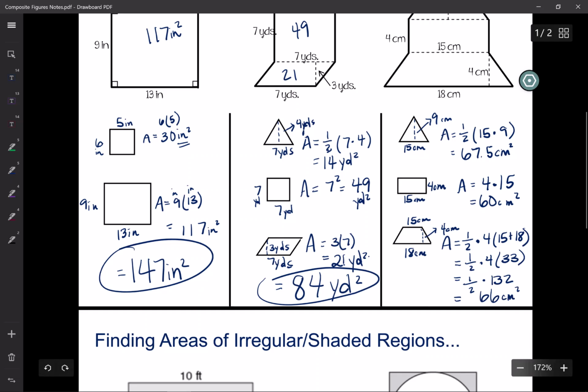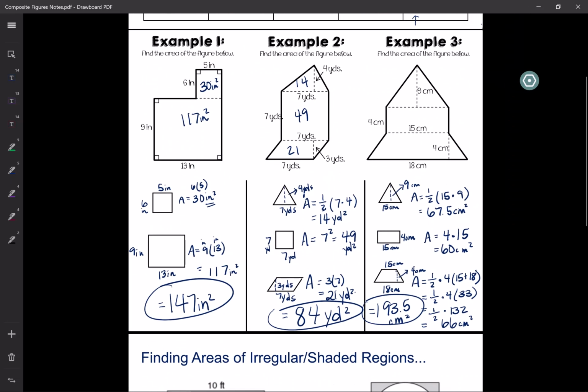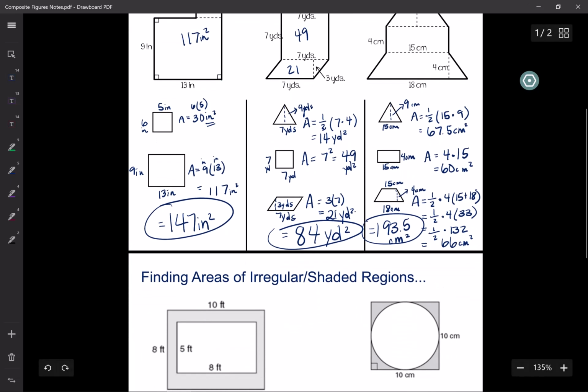So if we follow the algorithm, add all of these together, I have 67.5 plus 60 plus 66. That gives me 193.5 centimeters squared. Okay, so these are how you get composite areas. If you went through this whole process I just did, all I did was find the area of each shape individually and then added them together.